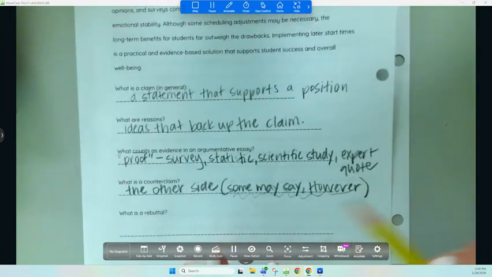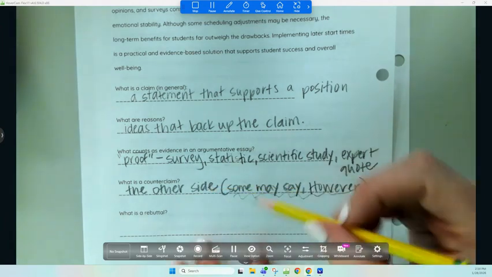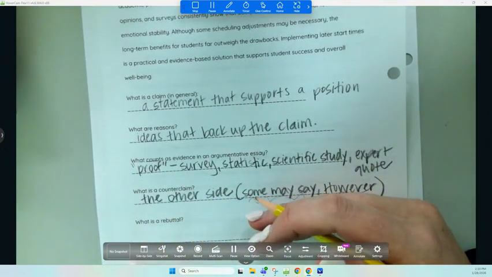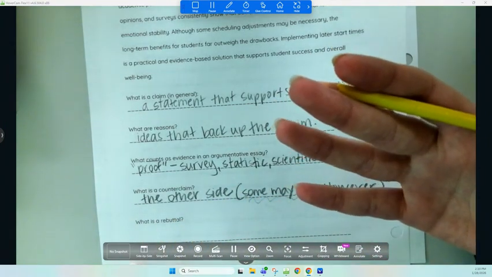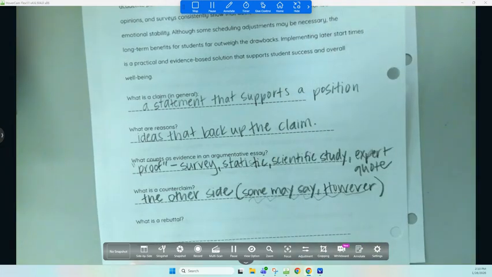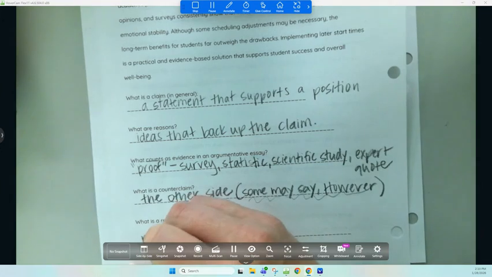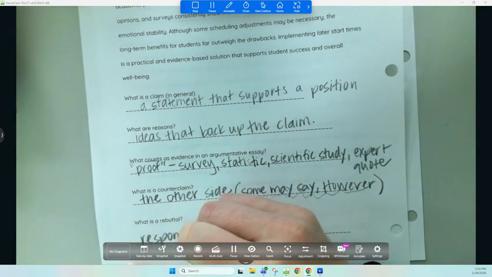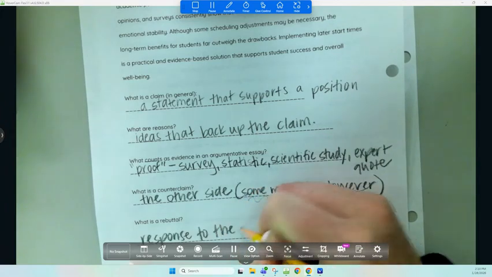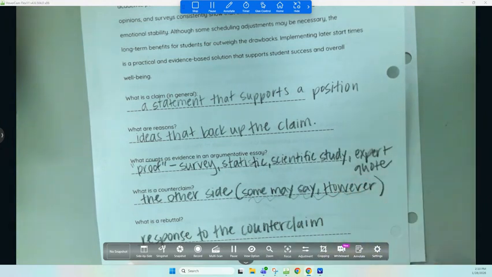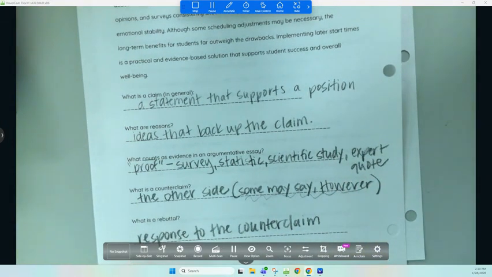Okay. Then what is the rebuttal? The rebuttal is just you responding to the counterclaim. Because remember, you acknowledge what the other side's going to possibly say, and then you pretty much say why that's not going to work, right? So it's the response to the counterclaim. It's pretty much saying why the counterclaim is not true.